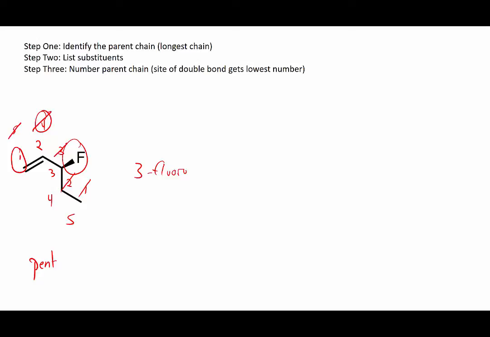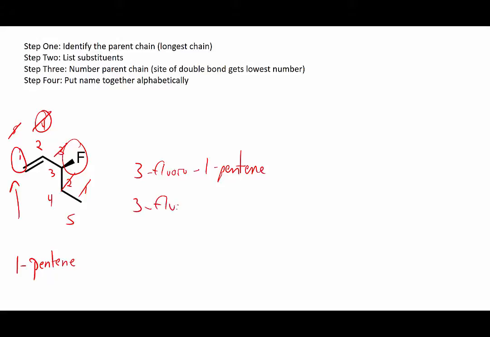So in this case, this is pentene, but it is 1-pentene. It's 1 because the alkene begins at the 1 position. And then we're going to put the name together alphabetically. So in this case, this is 3-fluoro-1-pentene. Another way of describing this sometimes is 3-fluoropent-1-ene. That way we're saying the alkene begins at carbon 1.